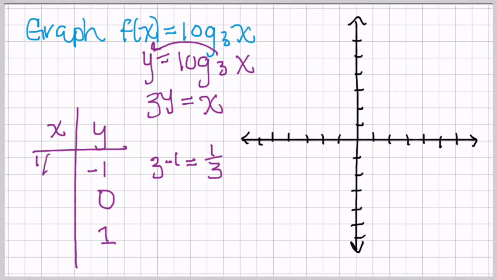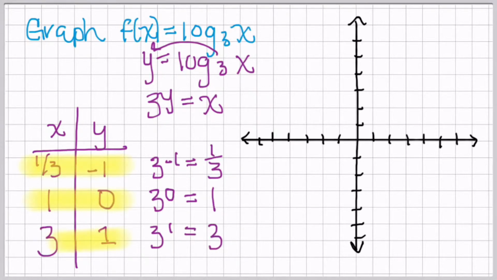3 to the -1 is 1/3, which is our x value. 3 to the 0 is 1, which is our other x value. And then finally 3 to the 1 is 3. So that's our third x value. And if we plot our points, we should see a graph that looks very similar to the previous graph. And there's still a vertical asymptote at x is equal to 0.